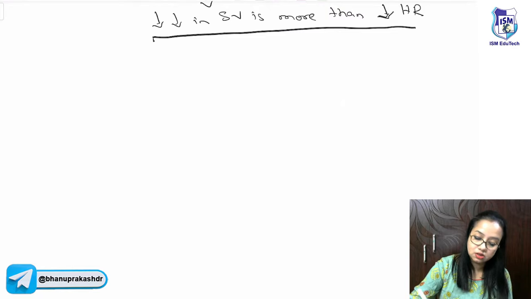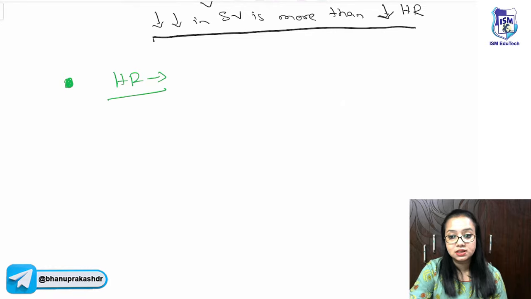So, the determinants of the cardiac output. We start with heart rate. Now, what is heart rate? What causes the heart rate? Heart rate is caused due to the firing from the SA node. This is what we have understood, right? How many ever times the firing happens, it gives the heart rate. It will cause the heartbeat, that is the heart rate.